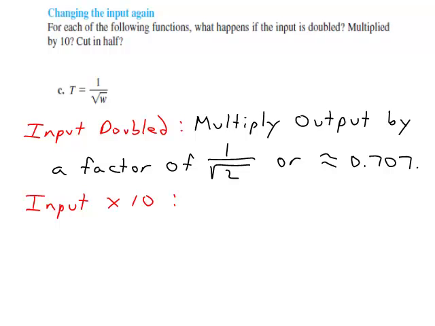Now, if we were to multiply our input by a factor of 10, then we would have to multiply our output by a factor of 1 over the square root of 10. This is approximately 0.316. So by multiplying the input by a factor of 10, we would have to multiply the output by a factor of 1 over square root of 10, or by approximately 0.316.